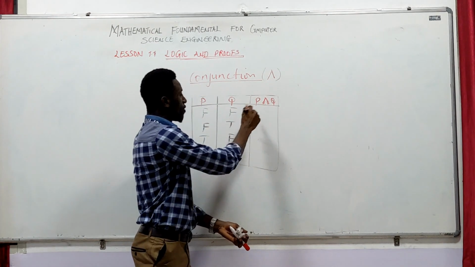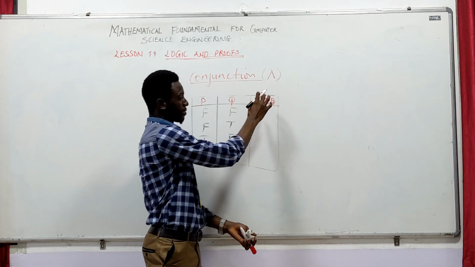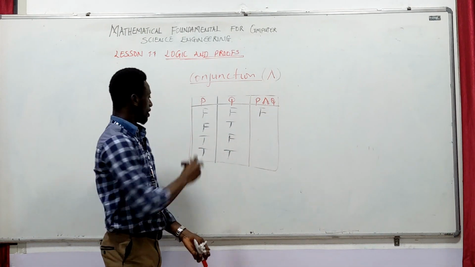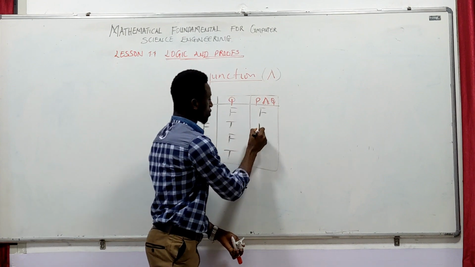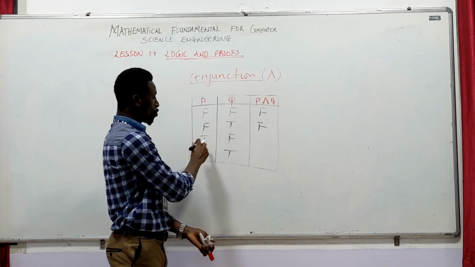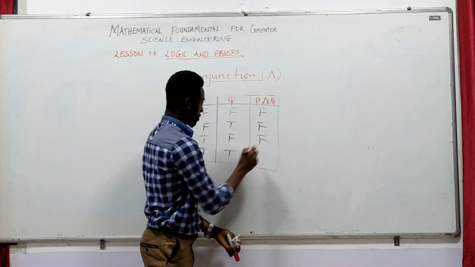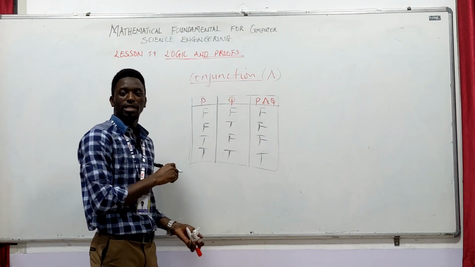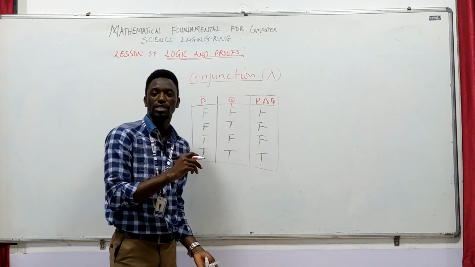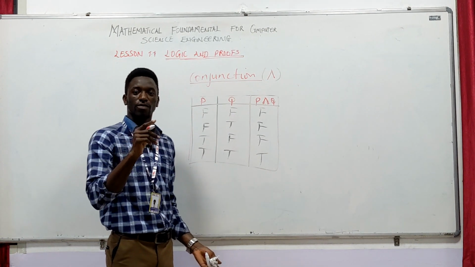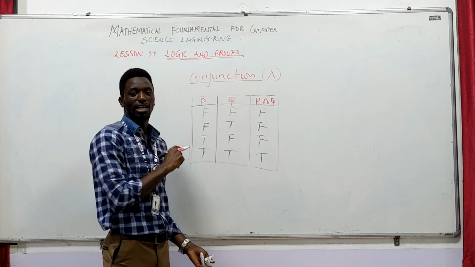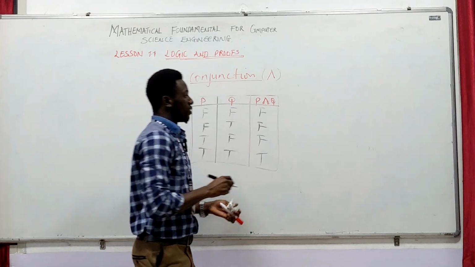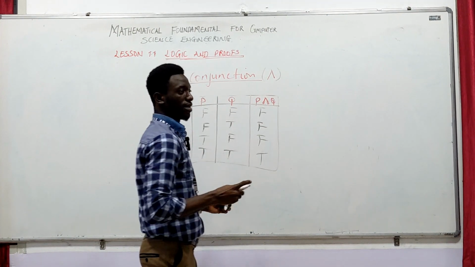So now we have here, this P here is false and Q is false. So the truth table here will give us what? In terms of AND gates, will give us false. Then false and true will give us false. Then true and false will give us false. True and true will give us true. So for this statement, you can only achieve true statements if all of the statements are true. Otherwise, everything is false.